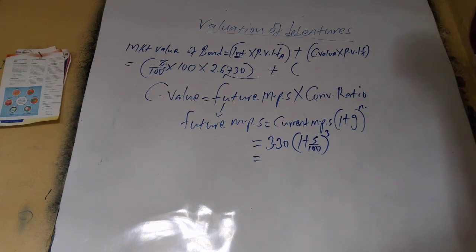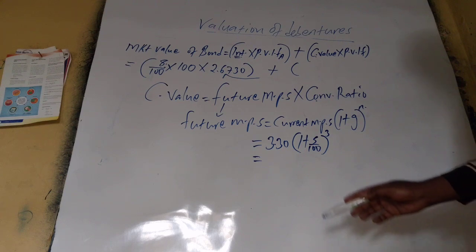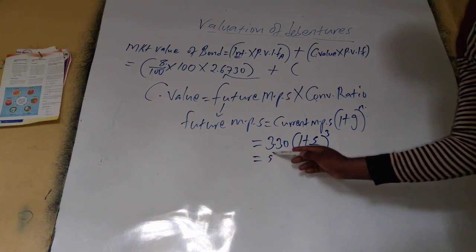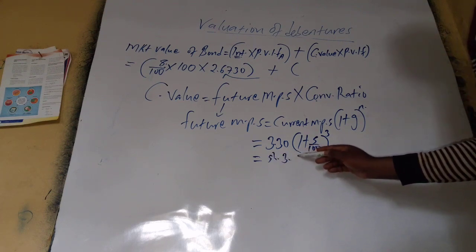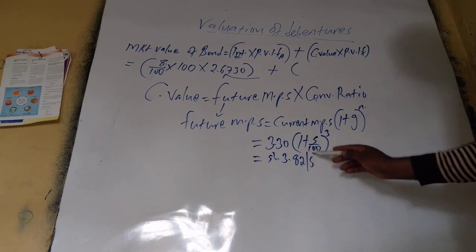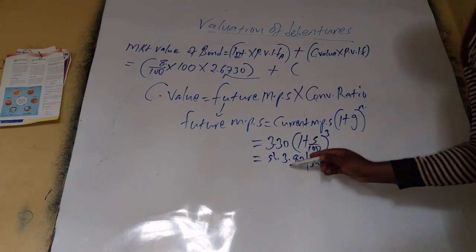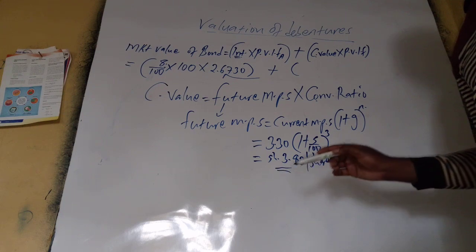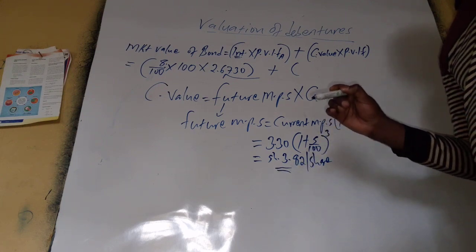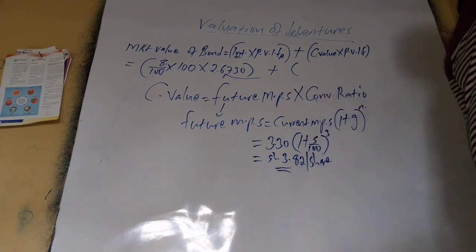If you do that accurately, you'll find around 3.82 per share. Shillings 3.82 per share. Now, this is the future price of share.